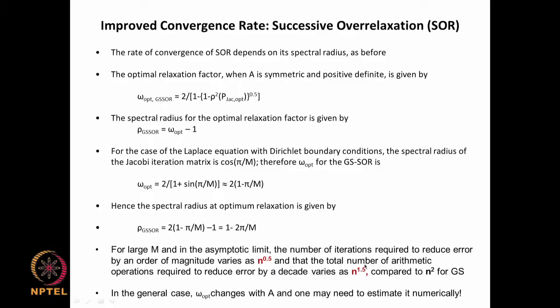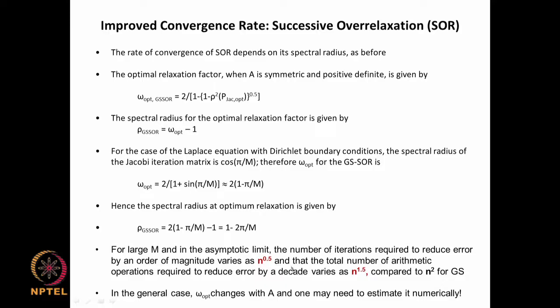Therefore, the total number of arithmetic operations varies as n raised to the power 1.5 compared to n square for the Gauss-Seidel method. When n is large, that is when the number of grid points is large, then the variation of n to the power 1.5 or n square can make a huge difference.